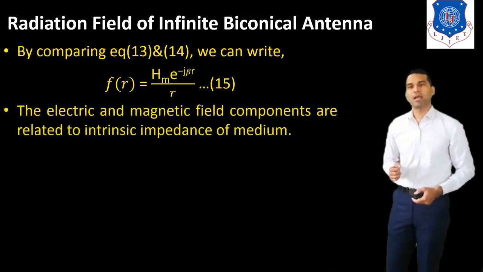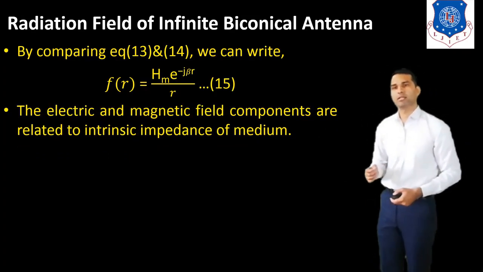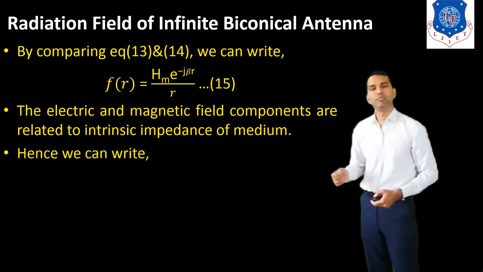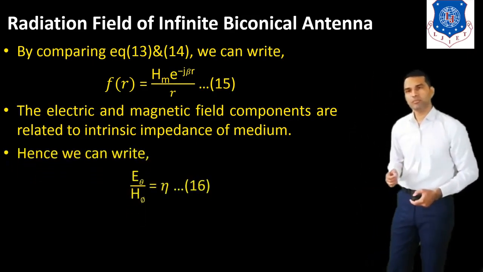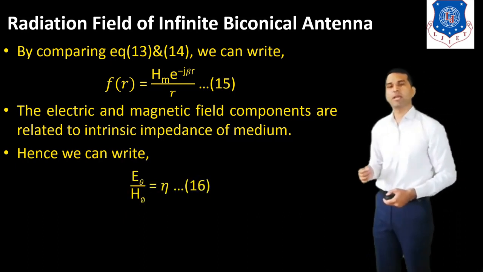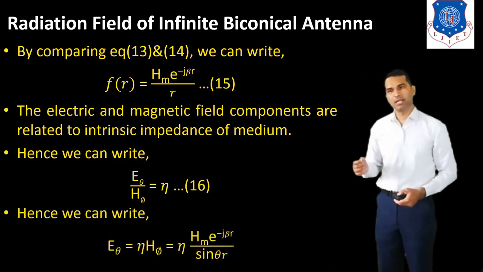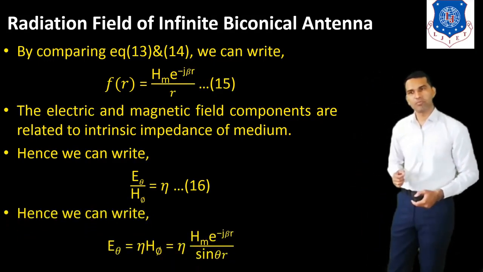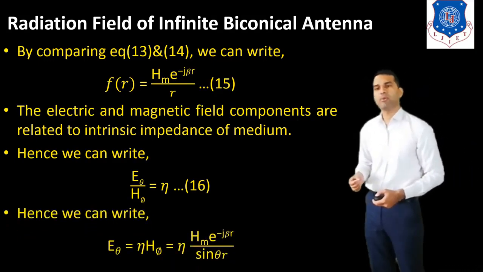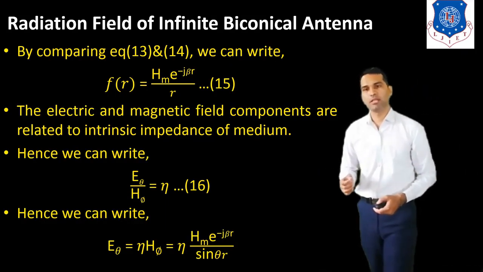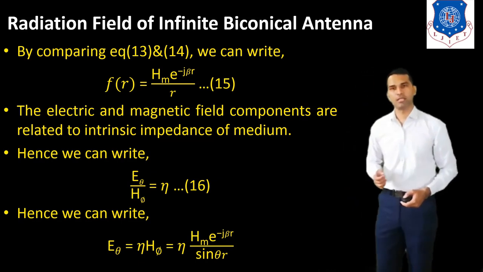The electric and magnetic field components are related by the intrinsic impedance of the medium. Hence, we can write E theta upon H phi is equal to eta. Hence, we can write E theta is equal to eta H phi, and we have the value of H phi. So we get the equation E theta is equal to eta H m e raised to minus j beta r upon sin theta r.